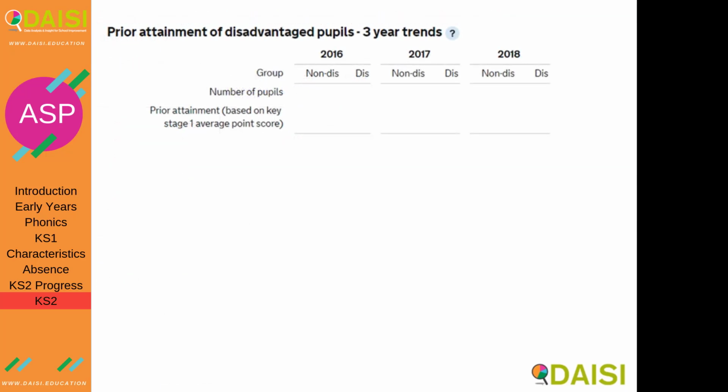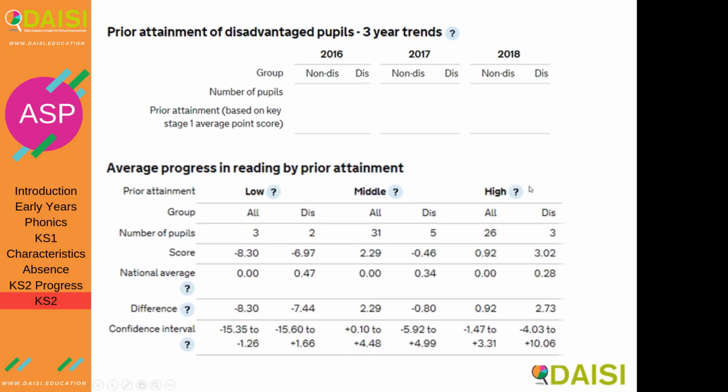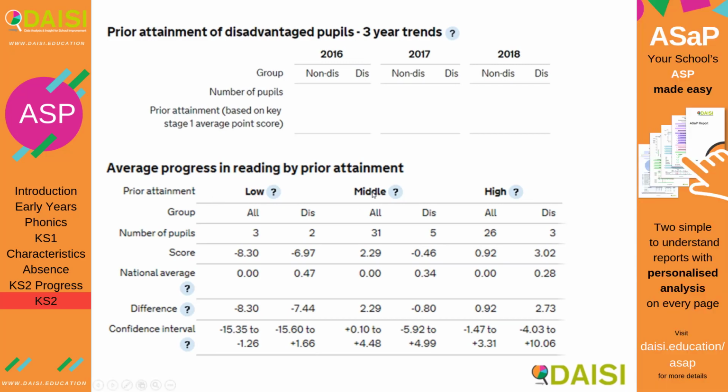We can also see your prior attainment of disadvantaged pupils over the last 3 years based on the Key Stage 1 average point score for your non-disadvantaged and your disadvantaged, so you can see if there's a gap. And then we see the average progress in reading, writing and maths separately for your low prior attainers, your middle prior attainers and your high prior attainers, for all of your pupils and your disadvantaged pupils. So again, the idea behind this is to see if there's a gap.